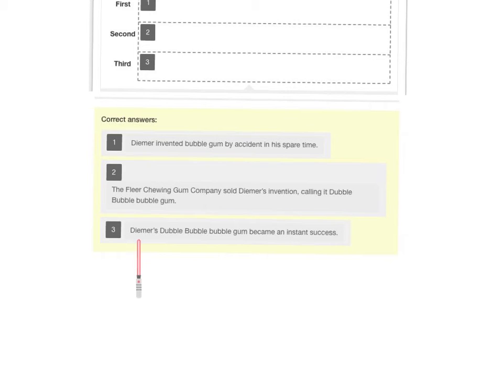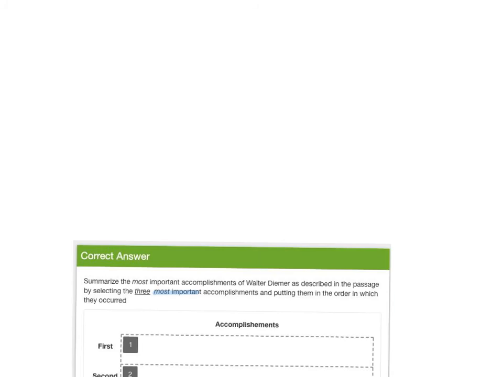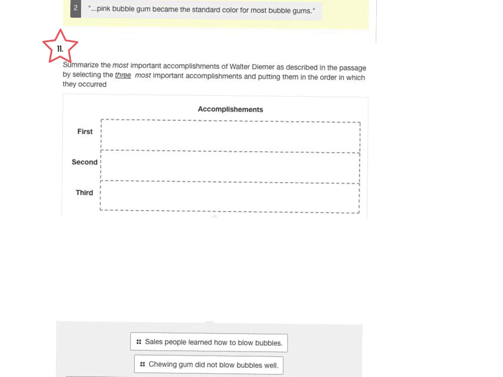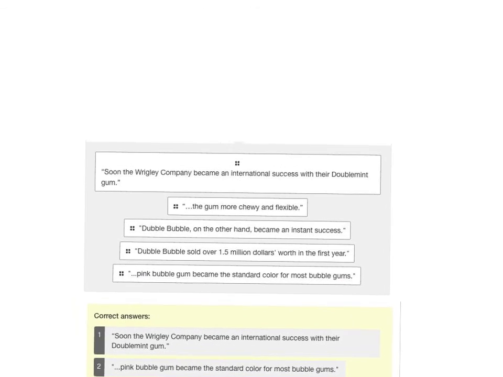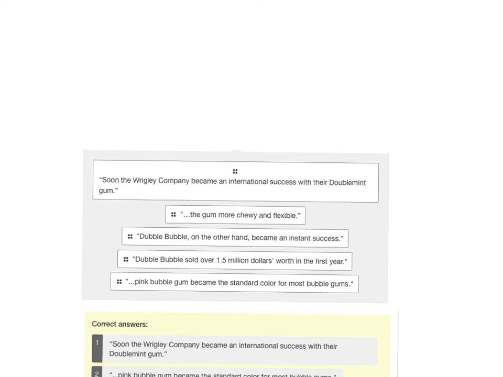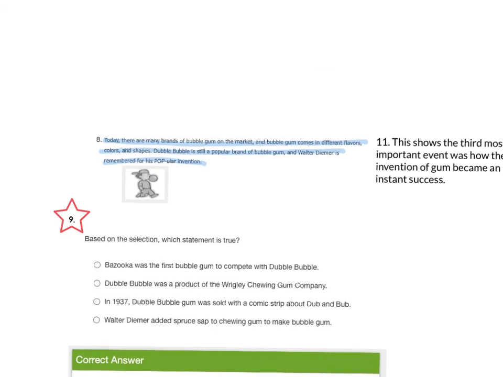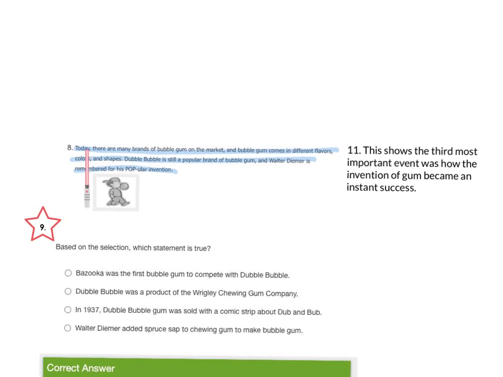The third most important event says Deemer's Double Bubble Bubble Gum became an instant success. I'm going to find where the author told me this in the passage, and I'm going to highlight that. Today, there are many brands of bubble gum on the market, and bubble gum comes in different flavors, colors, and shapes. Double Bubble is still a popular brand of bubble gum, and Walter Deemer is remembered for his popular invention.